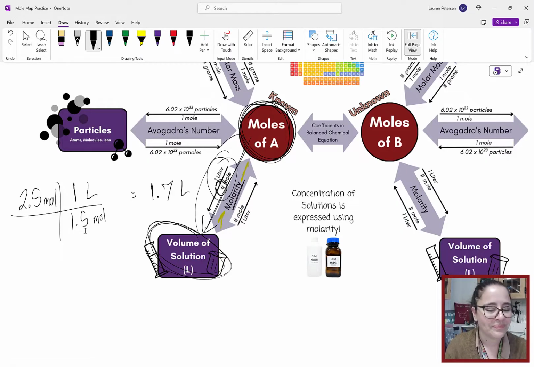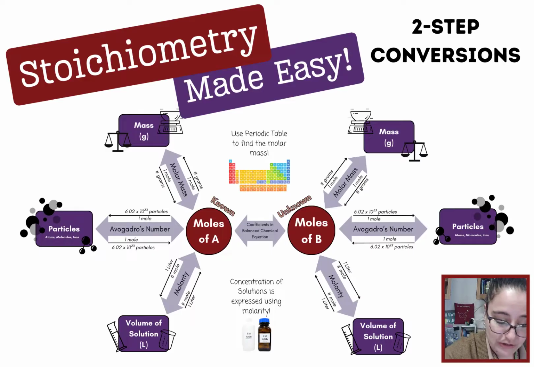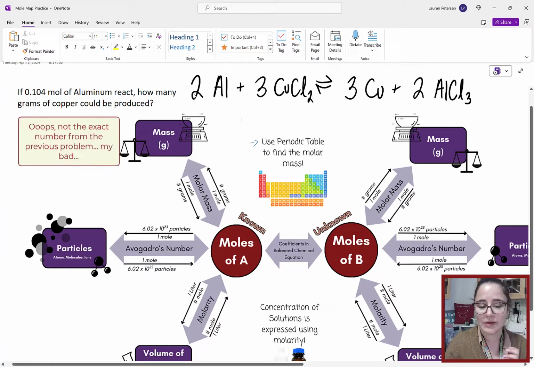Okay, cool. Let's go ahead and try some 2-step conversions. So for our next problem, we're going to go ahead and incorporate this mole ratio in the balanced chemical equation. So let's say that 1.04 moles from our previous problem of the aluminum react. How many grams of copper could be produced?